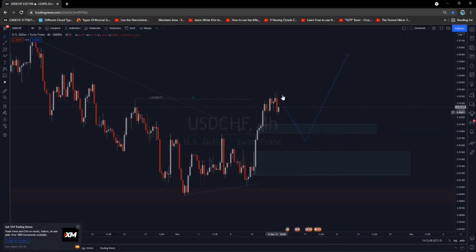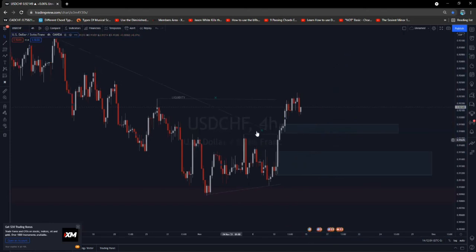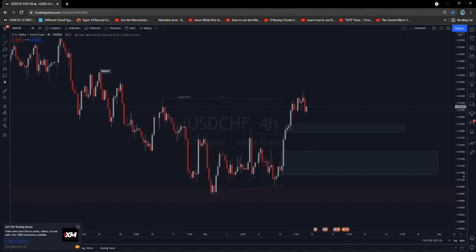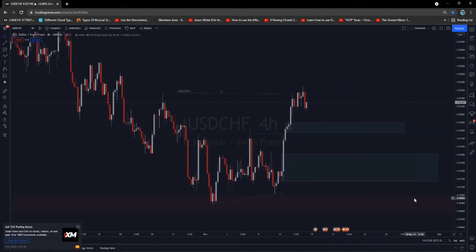But because you see that there's congested price action, if we break above, right, the market will come back and find an order block that has formed from this area over here. So this is what I see on USDCHF.